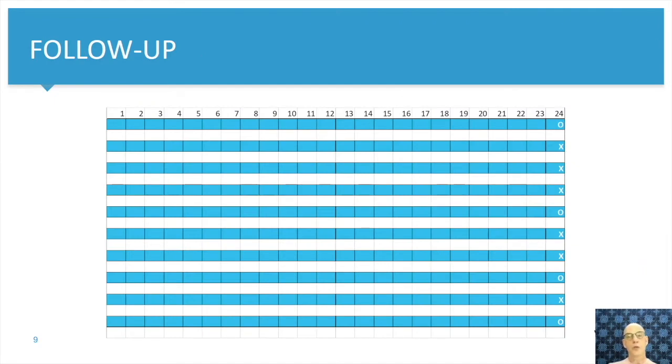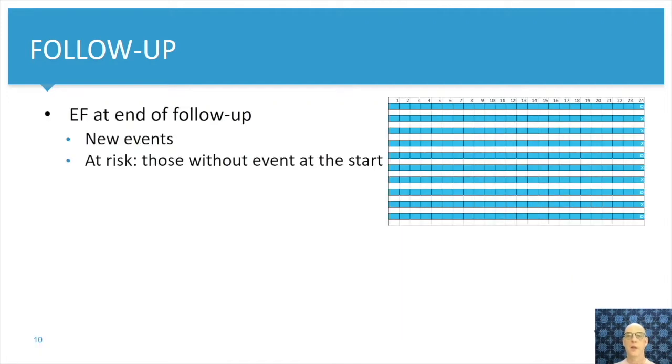Now take a longitudinal approach, so where we have a cohort of people that we follow up over time. And this graph is now slightly different. The blue lines indicate the follow-up time of each individual, while the zeros and the axes denote either the absence of disease or the presence of disease at the time that it was established. So if we want to know the epidemiological fraction at the end of follow-up, we would count the new events that were occurring during follow-up and the number of people who were at risk at the start of follow-up.